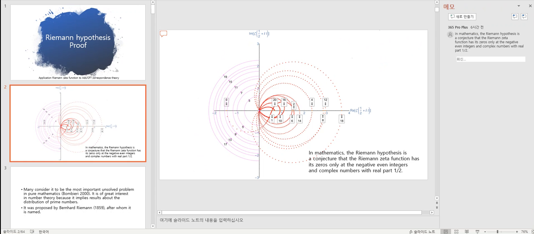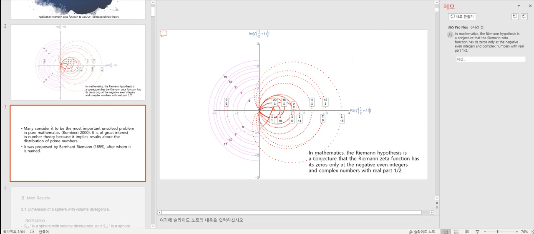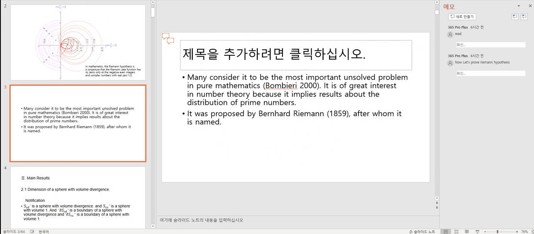In mathematics, the Riemann hypothesis is a conjecture that the Riemann zeta function has zeros only at the negative even integers and complex numbers with real part 1/2. Many consider it to be the most important unsolved problem in pure mathematics. It is of great interest in number theory because it implies results about the distribution of prime numbers. It was proposed by Bernhard Riemann, after whom it is named.